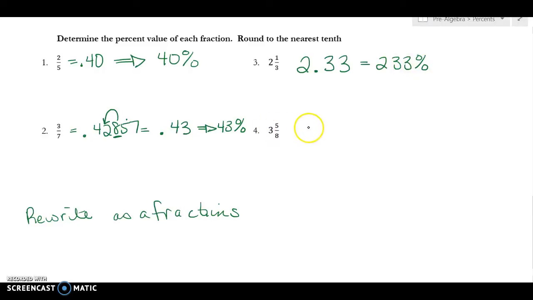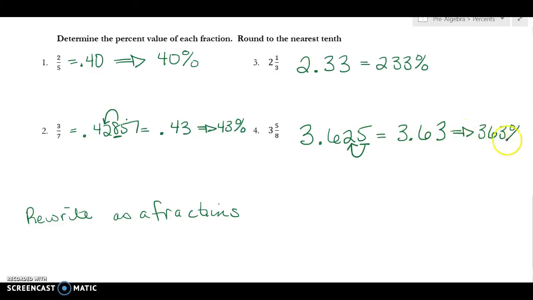And then 3 and 5/8, I have my whole number 3. And now I've got to figure out what 5/8 is, which is 0.625. Again, I only need 2 numbers after the decimal, so I look at the third number and see what is going to happen. This is going to make it turn into $3.63, which is 363%.